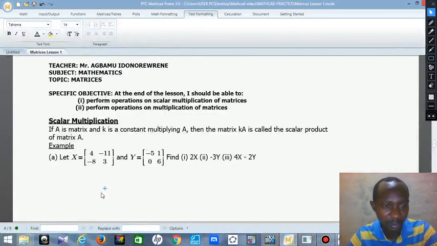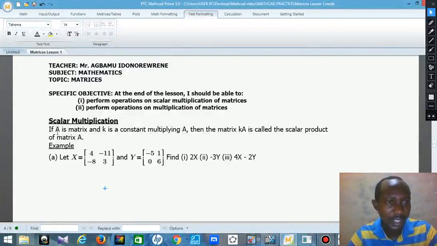Because in your basic science, in your physics class, you will discover that when we talk of a scalar, we are talking of a quantity that has no direction. So that number is a scalar. We don't know the direction, but we know the size of the quantity.